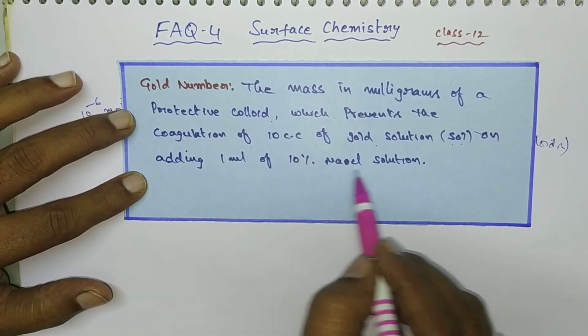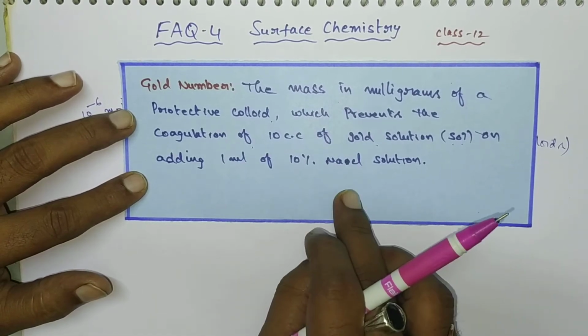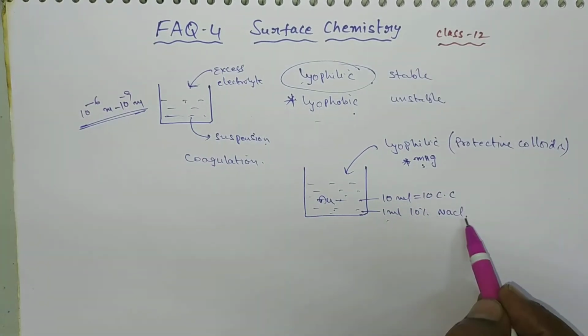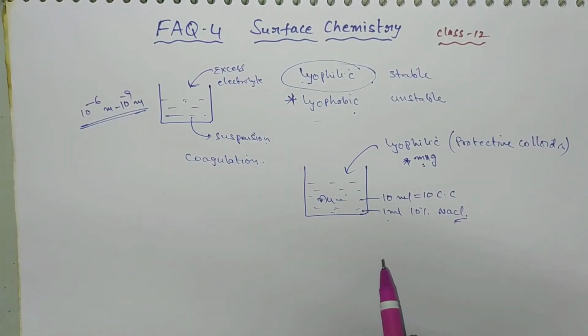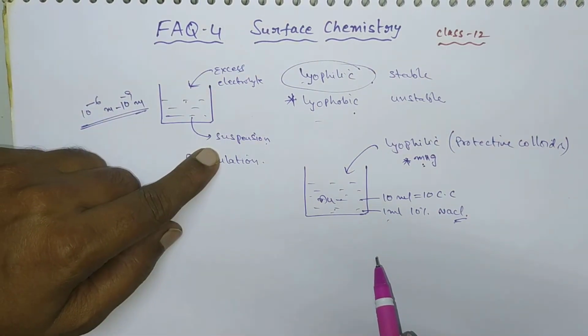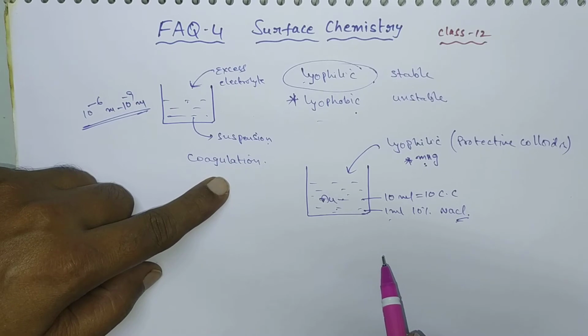So here sodium chloride is behaving as electrolyte. Okay, this is the definition of gold number. Here we are adding some electrolyte. By excess amount of addition of electrolyte, it will be converted into coagulation, suspension. We have already discussed that process is called coagulation.